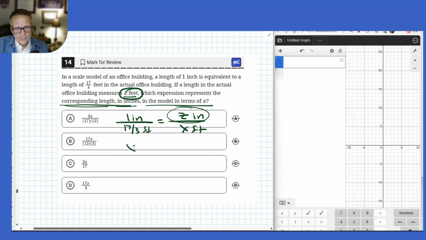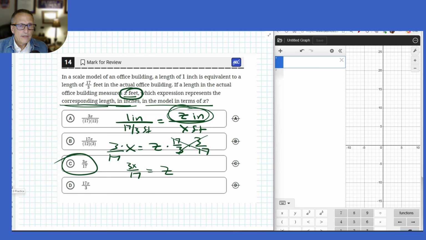1 times x is x. Z, the thing that they want me to solve for, is multiplied by 17/3. And again, they wanted me to solve for this. So what I'm going to do is multiply both sides by 3/17. Those will multiply out to be a 1. And there's my answer. My answer is 3x over 17. So that one right there.